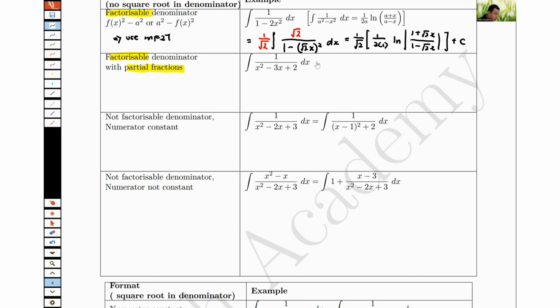So in this particular question, this can be factorized. So always check your denominator can factorize or not. This can be factorized. I should do x minus 1, x minus 2. We factorize it. Anything that can factorize, you factorize. And your job is to split into partial fractions.